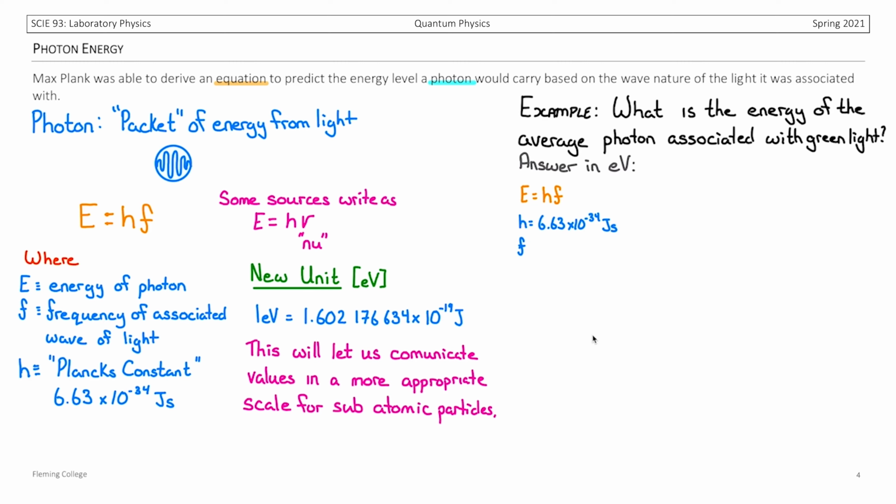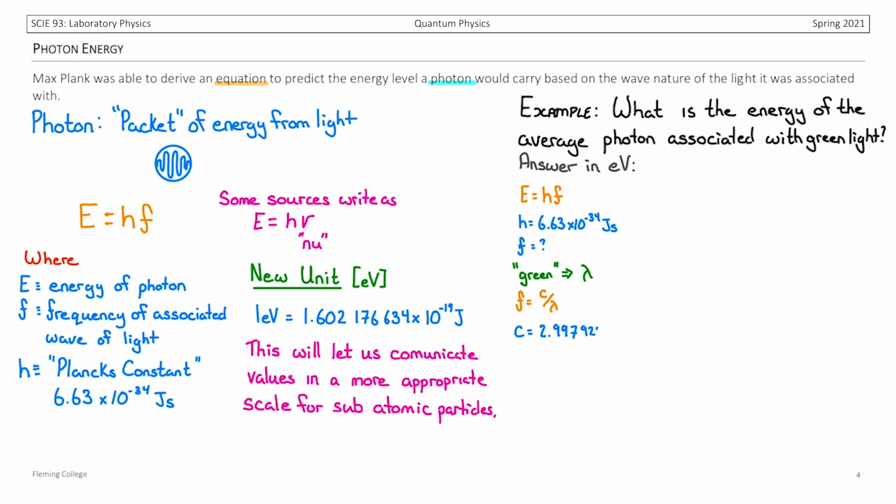But we're left with a second unknown, and that's frequency. So we consider what else we've been told. We know that the light is green, so that tells us the wavelength of the light. And from last week, remember that light travels at the speed of light. So our wave speed equation can be rearranged to get the frequency, which is the speed of light divided by the wavelength.